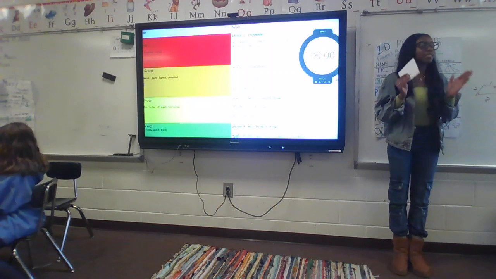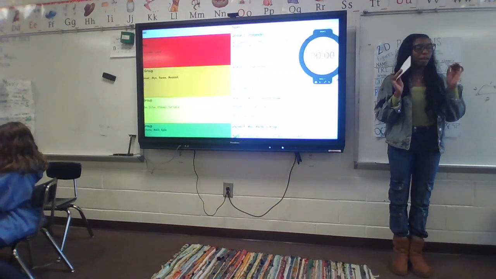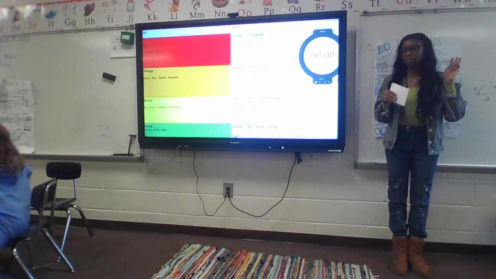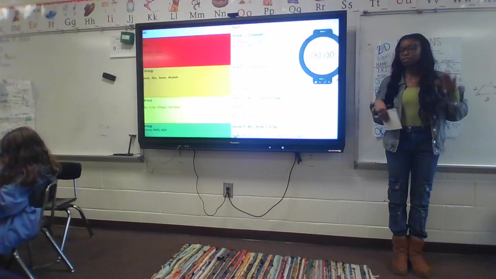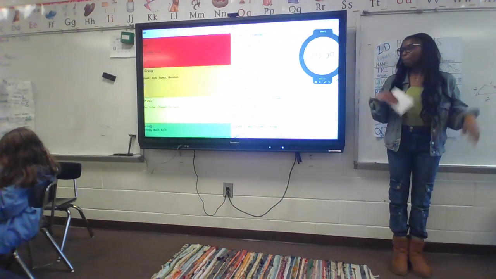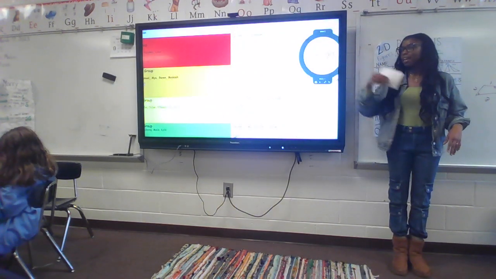So remember, the shape has the same amount of sides, angles, and vertices. So if it has 5 sides, then it has 5 angles, 5 vertices. Same if it has 6 sides, 7 sides, 8 sides.